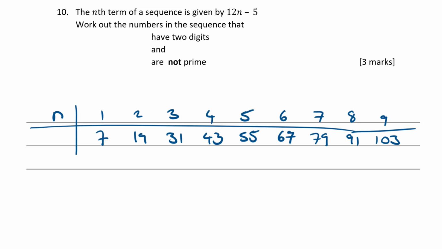So obviously 7 isn't one of them because it hasn't got 2 digits, and nor is 103. So what we've got left have 2 digits. Now, which are not prime? Okay, so let's cross out the prime numbers. 19 is prime.